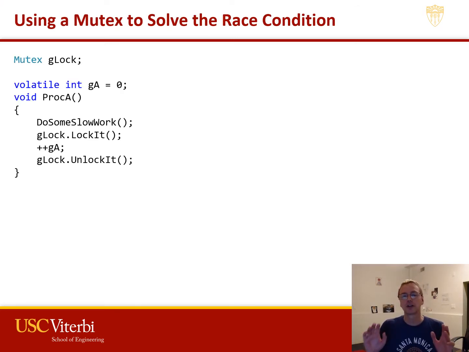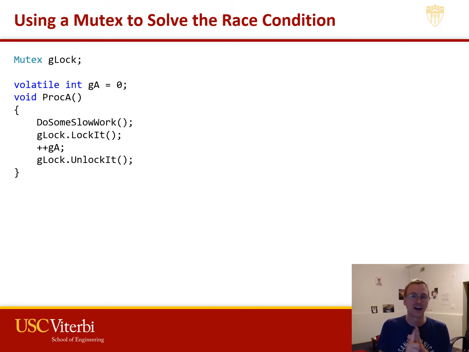Okay, first let's look at the concept of the mutex. The mutex lets us lock a resource. When we say lock a resource, really we're locking the mutex itself. So I've got here a global variable of type mutex called glock. And here I will lock the mutex. I will lock the mutex before I access that shared variable, and then I will unlock the mutex when I'm done.